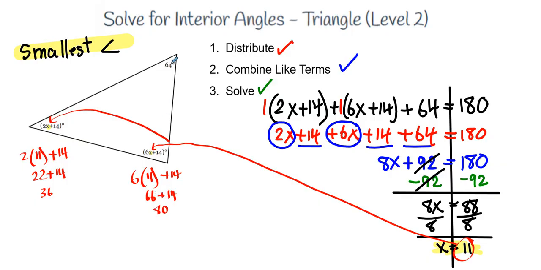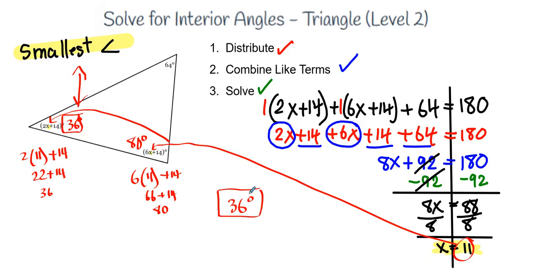So I have a measure of 64. I have a measure of 80 degrees here for this one, and I have 36 degrees for this one. And 36 is my answer because that obviously is in fact the smallest angle. So 36 degrees goes in.